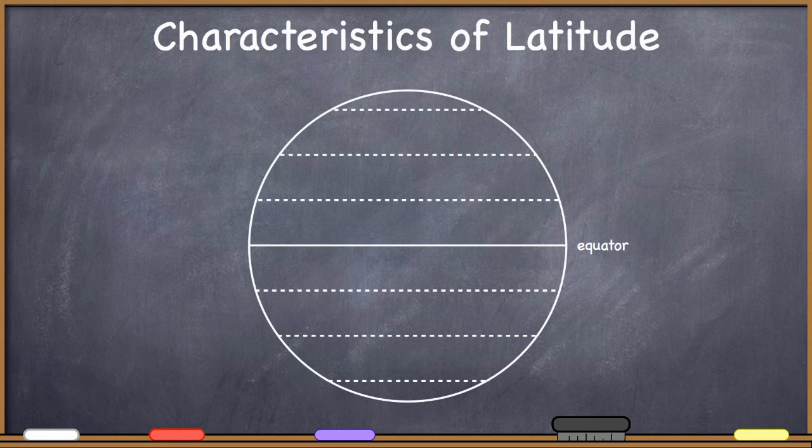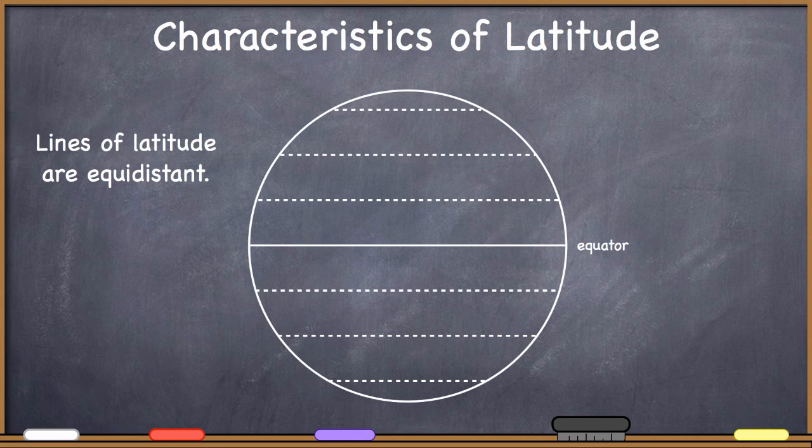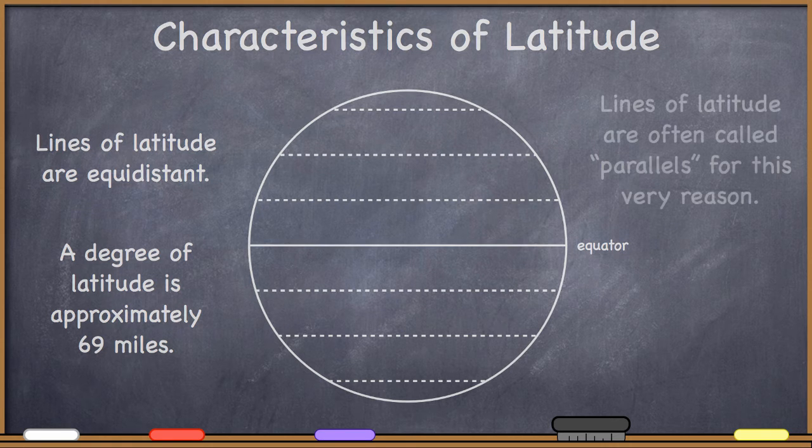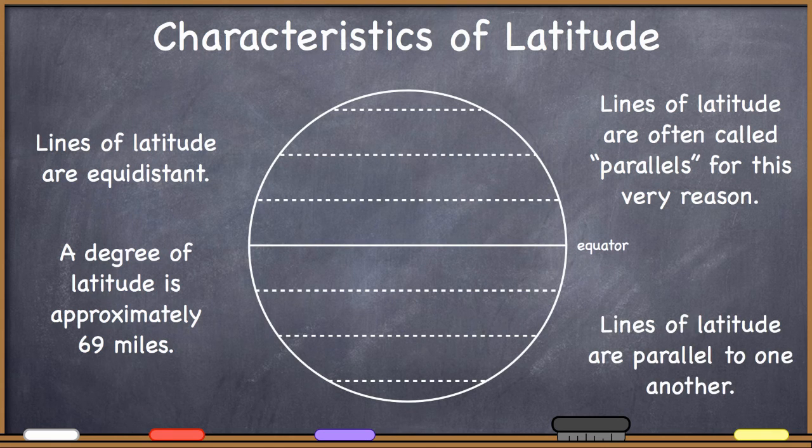I would like to point out a few characteristics of lines of latitude. First of all, lines of latitude are equidistant. A degree of latitude is approximately 69 miles. So if you go north or south from any line of latitude about 69 miles, then you will get to the next line of latitude. Lines of latitude are often called parallels. Sometimes you hear them called a line of latitude, sometimes people talk about parallels. The reason that lines of latitude are known as parallels is because each one of them is equidistant, so they are parallel to each other. Lines of latitude are parallel to one another, and therefore you can call them parallels.